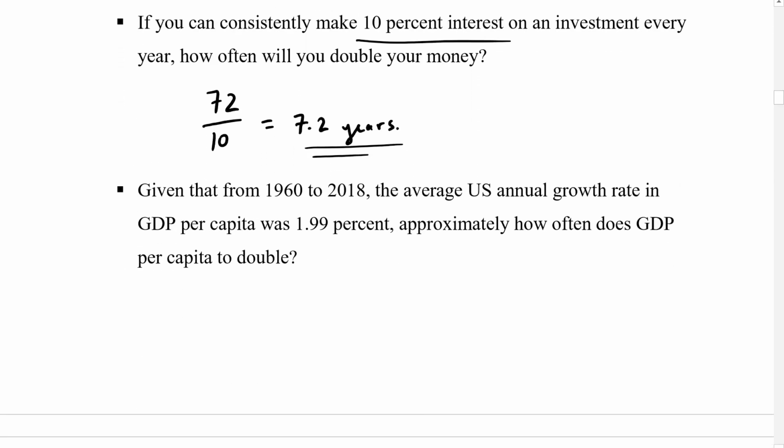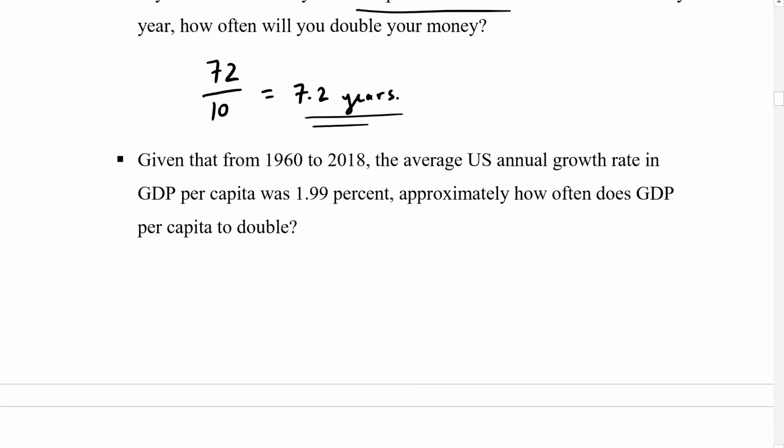And then finally, in the U.S., as I mentioned, a long-run growth rate of about, and we're just going to approximate this with 2%. How often will it take the American GDP to double? 72, always on top, divided by 2, means that American GDP will double every 36 years.